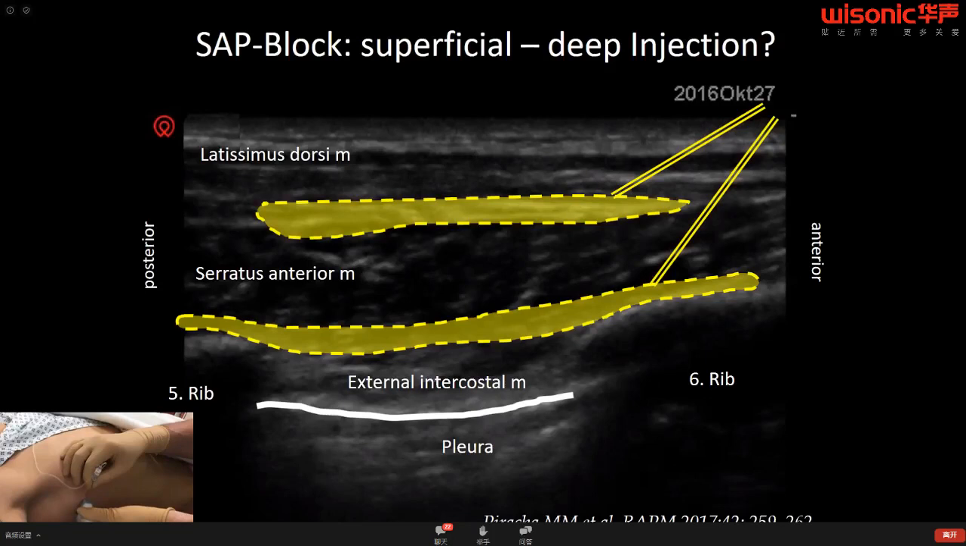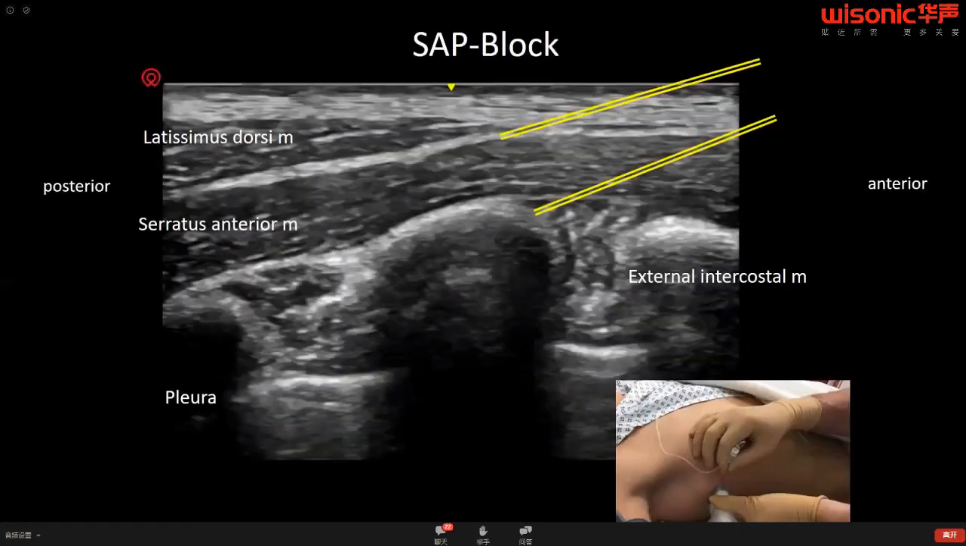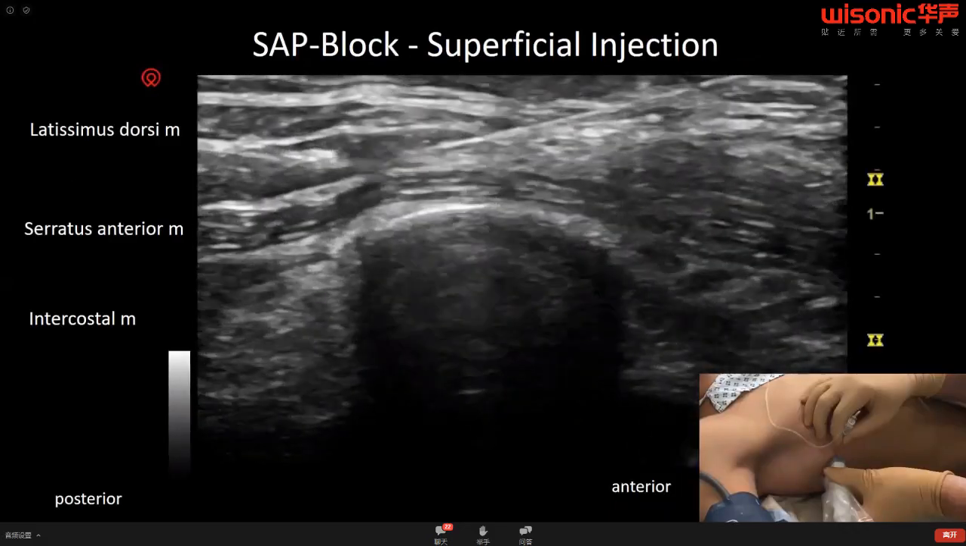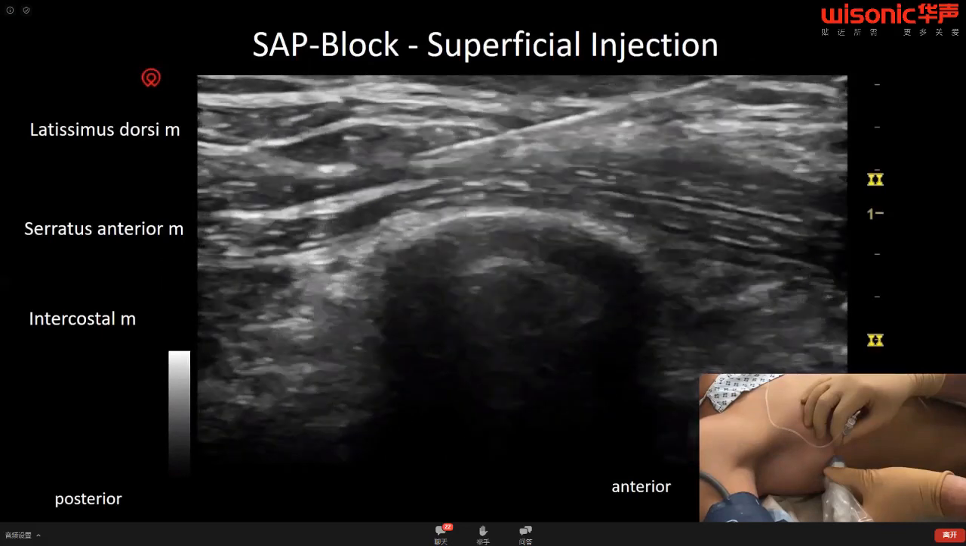In this publication from Biswas, he could show that the deep injection below the serratus anterior was most effective. Here you can see a scheme of how the block is done. You see the latissimus dorsi muscle, the serratus anterior muscle. You can identify the ribs. You see the pleura, and you see the position of the needle for the superficial block. And here, the needle is advanced for a superficial block.